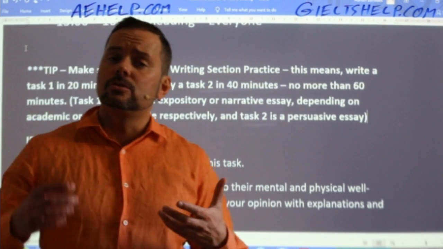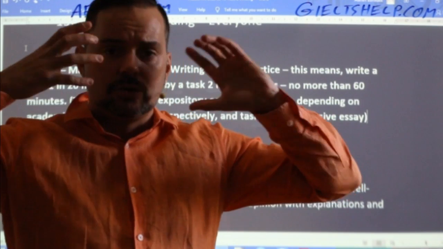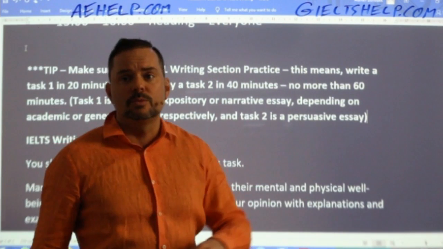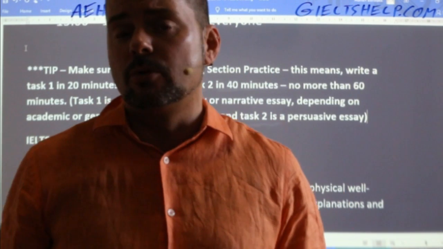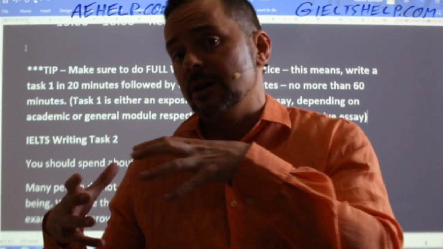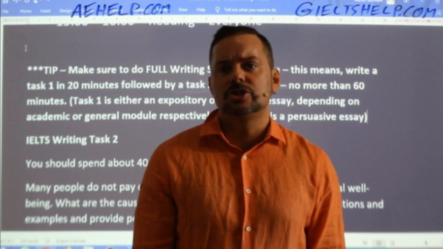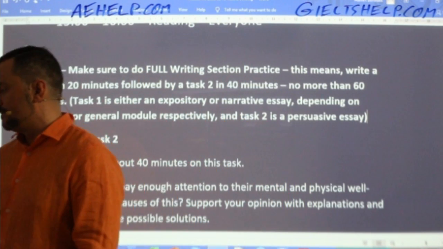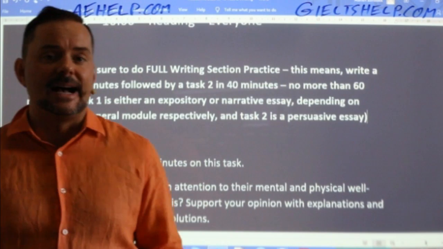And then after the 20 minutes, you have to really quickly and efficiently switch gears. So switch your mind into writing this task 2 persuasive essay. And that takes practice, okay? It's really, really important to practice this, writing 20 minutes for an expository essay and then writing 40 minutes for a persuasive essay. Is that clear, students? Elena, Ashish, Bhumi, Roshni? Is it clear what I'm saying here about practicing full writing sections and not just a task 1 and then a task 2?